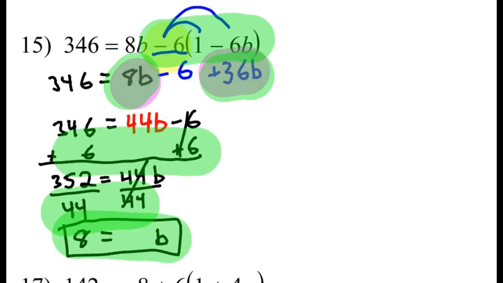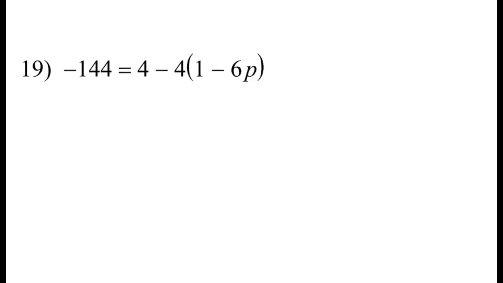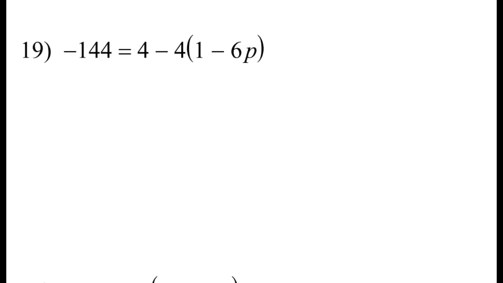Okay, maybe just a few more, and then I'll let you guys work the rest of the period. Let's go to 19. Okay, one more time. What's the number in front of the parentheses? Negative 4. So now we're catching up. Negative 4. Good. As long as you do that, the rest of it will probably be okay. Okay. So negative 4 times 1. Negative 4 times negative 6p. One step done. Bring down everything else.